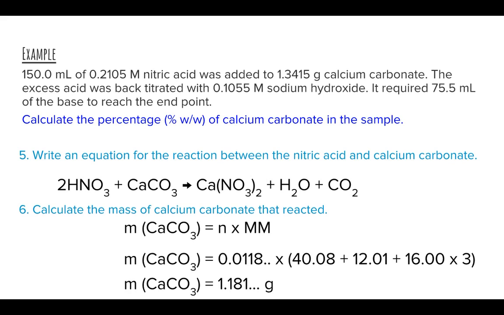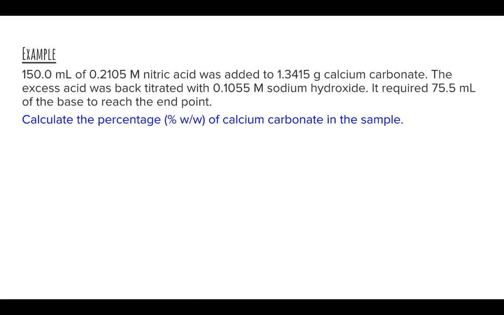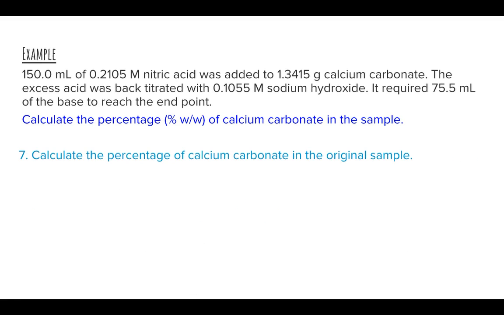1.181 ... We're saving it because we haven't quite calculated the percentage yet, so we're not going to round until we finish off our calculations. So that's the mass of the calcium carbonate that reacted originally with the nitric acid. We've now found that.